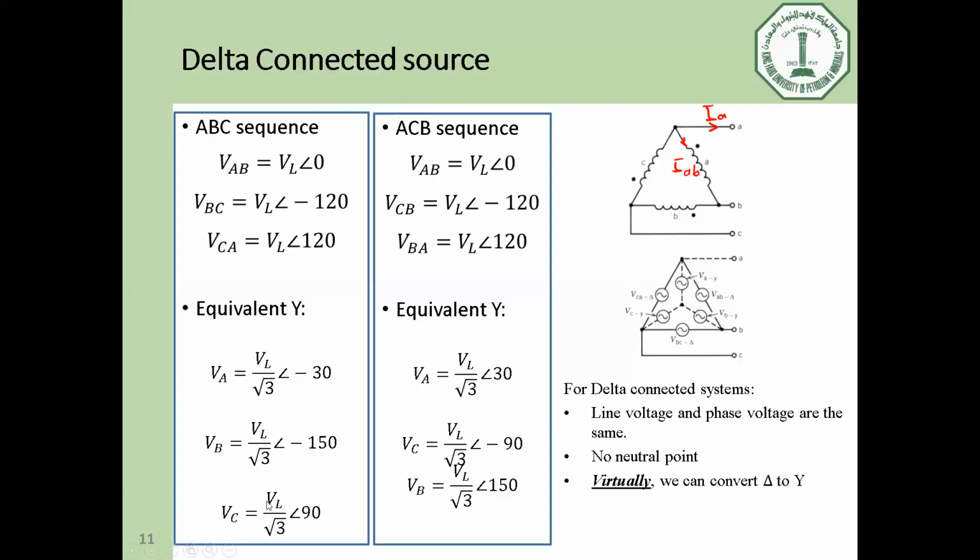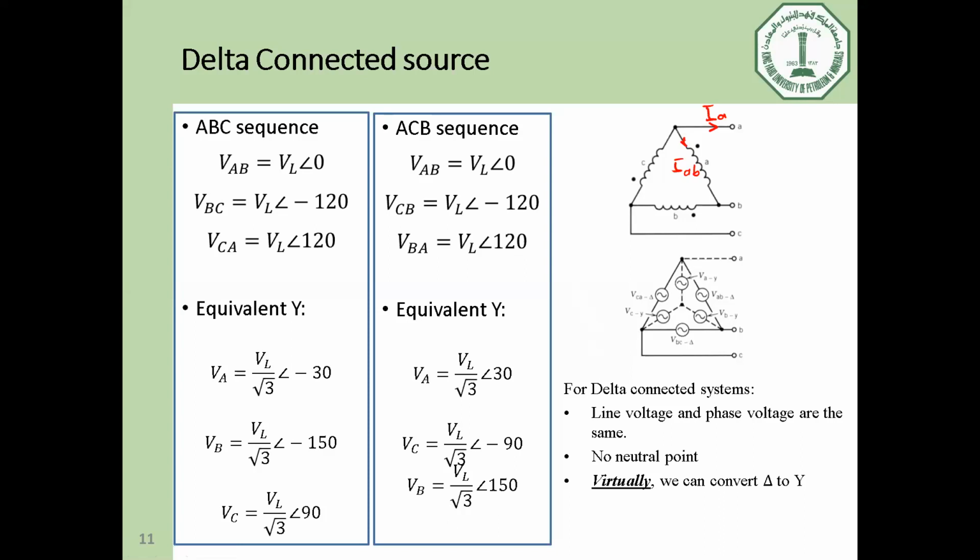So this is the three-phase voltage in terms of three-line voltages. The same also for the ACB sequence. If we have VAB at angle 0, VCB at angle minus 120, VBA at angle 120, so the equivalent star can be derived in the same way. Okay? So this is how we can convert delta to star in order to solve the problem easily.